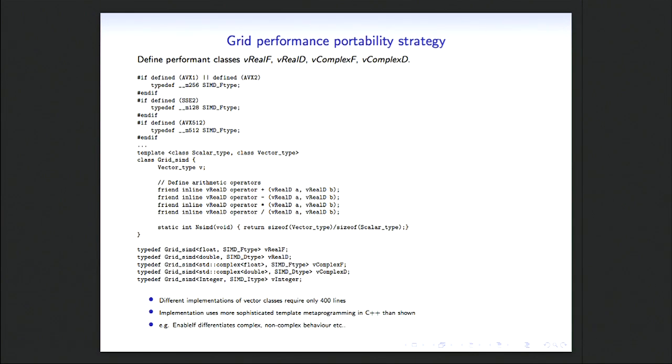So we then have a bunch of vector real, vector double, vector complex, vector of integer, etc., which we base the application on. When we port to a different architecture, we only need to implement something like 400 lines of code that comply with this interface, which gives us a nice way to port performance between architectures. And of course, we use a fancy, sophisticated C++ template metaprogram wrapper around this.